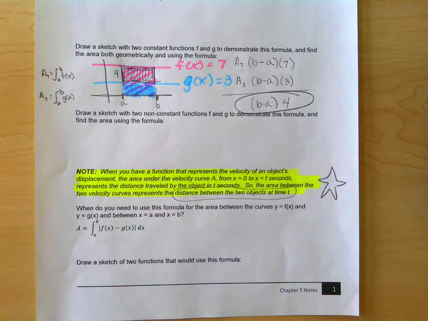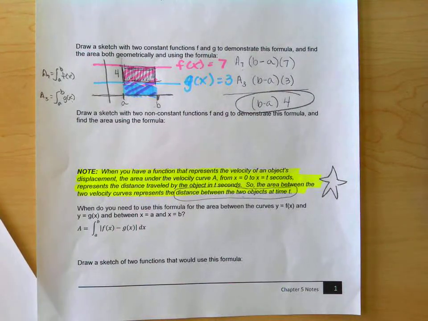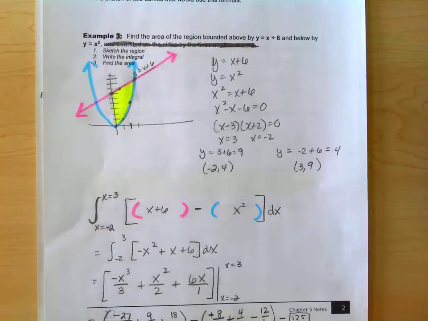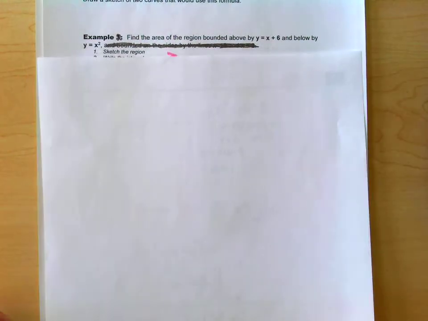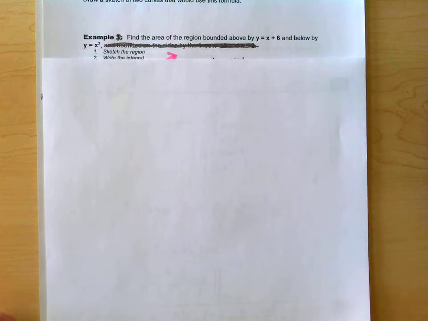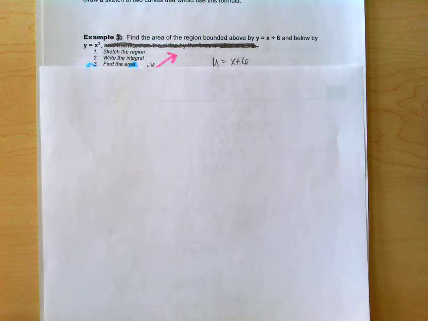Let's look at another example. This is example 2 on your handout sheet if you're using the handout from Blackboard. And in example 2, we want to find the area of the region bounded by y equals x plus 6 and y equals x squared. We're given some hints that we should sketch the region, determine the endpoints, or where the two curves intersect, and then write an integral and find the area.